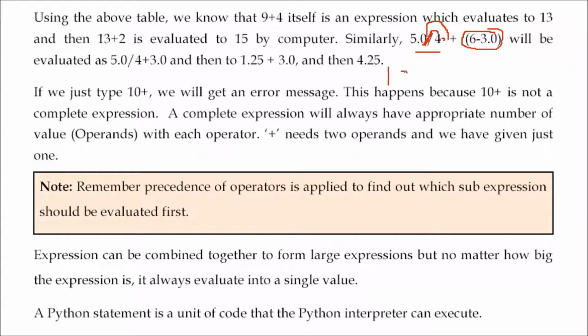If you have an expression like 10 plus, this is invalid because this operator takes a minimum of 2 operands. This is an operator which takes 2 operands. So 10 plus is not valid.